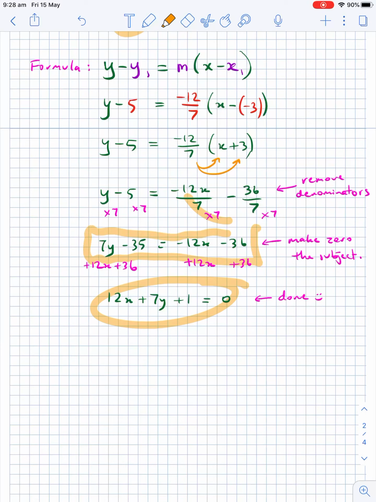Okay, this is our equation, but we want it in general form. We want to get 0 on one side. So the easiest way to do this is to move the minus 12x and move the minus 36 by plussing them over to the other side. Okay, and we get 12 lots of x. We like to put our x's first, then our y's second, and then our like terms, minus 35 and plus 36, that gives us plus 1. So this is our final equation in general form.